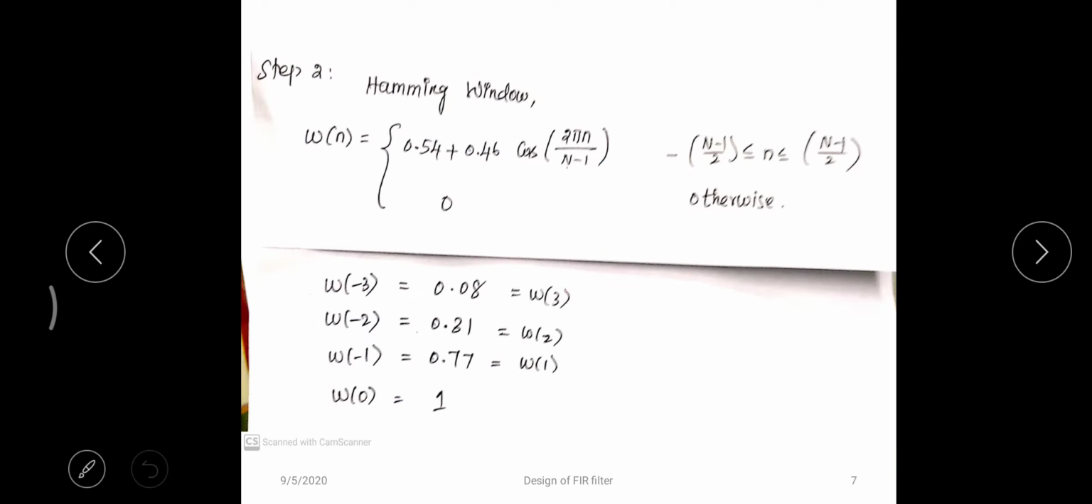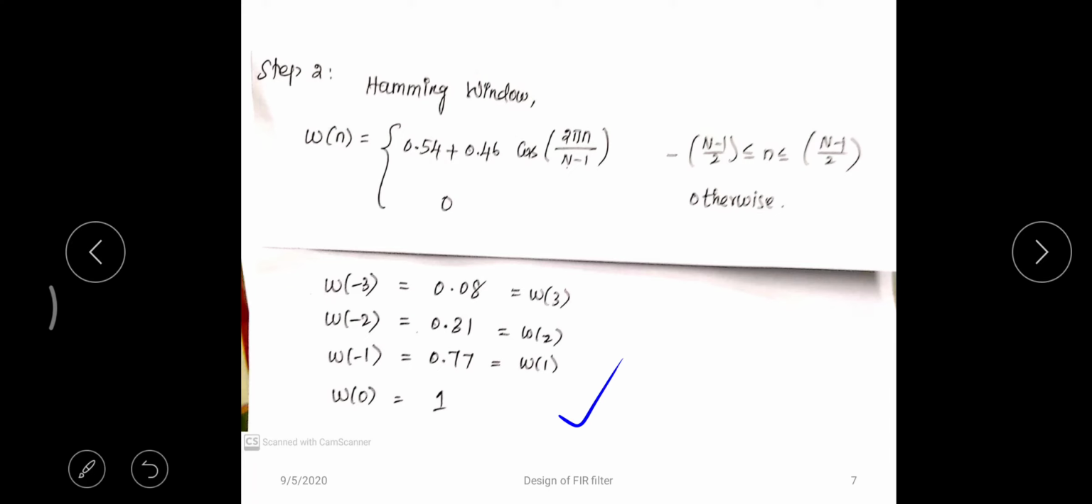Second step, windowing sequence. Here they are asking us to follow Hamming window. The sequence for Hamming window is W of n is equal to 0.54 plus 0.46 cos of 2 pi n divided by capital N minus 1, once again for the range minus of (N minus 1) by 2 to plus of (N minus 1) by 2. Here the value of capital N is equal to 7. So, the small n ranges from minus 3 to plus 3. Once again substitute n is equal to minus 3, minus 2, minus 1, 0, 1, 2 and 3. Substitute all the values of n and try to find this W of n sequence.